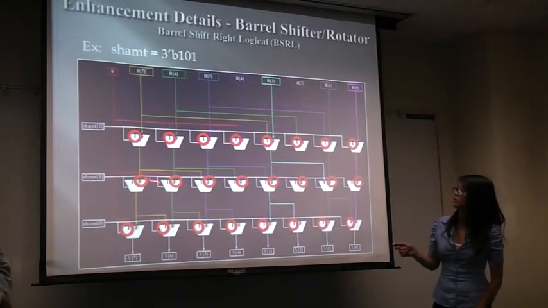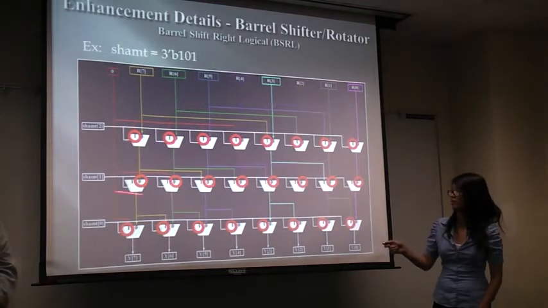Since this is 0, we don't want to shift in this row. So it'll just drop down. It'll keep those values, and drop down to the next row.